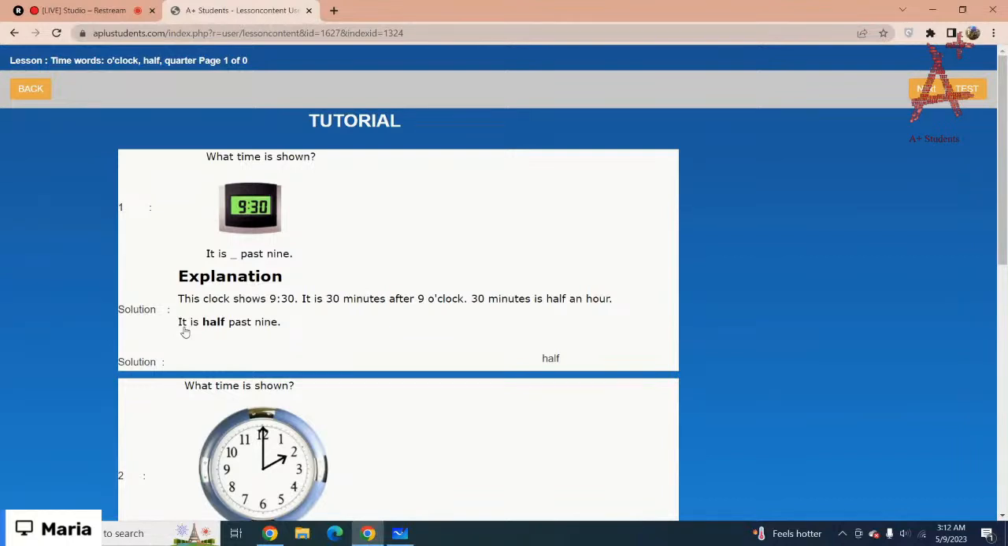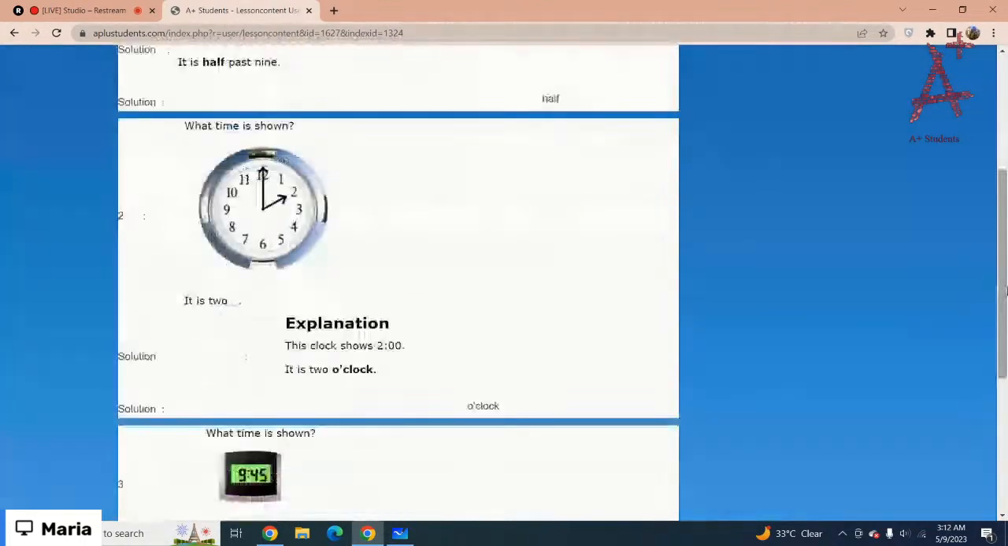What time is shown? You have to look at the clock and see the time. So you can see that it is a digital clock. You can see the digits. It's 9:30. So 30 minutes after 9 o'clock it is. Got it? So we can say it is half past 9.